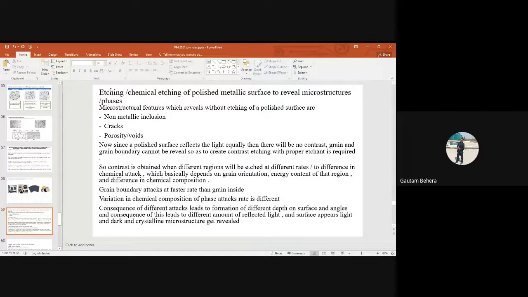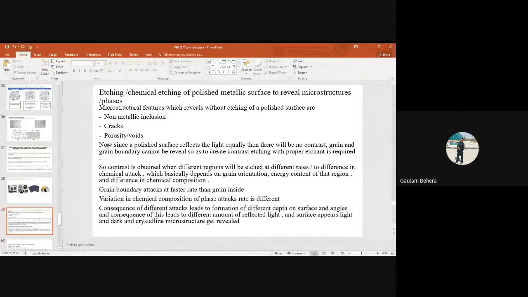Now, the etching step is very important. It is also called chemical etching of the polished metallic sample to reveal the microstructure. There are certain microstructural features like non-metallic inclusions, cracks, porosity or voids. These do not require any kind of etching. You can see them without etching the sample. But if you want to reveal grains, grain boundaries, or particular phases, then etching is compulsory. We have to go for etching.